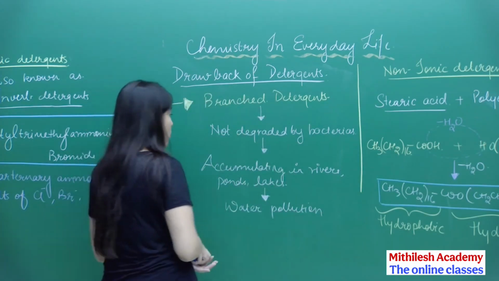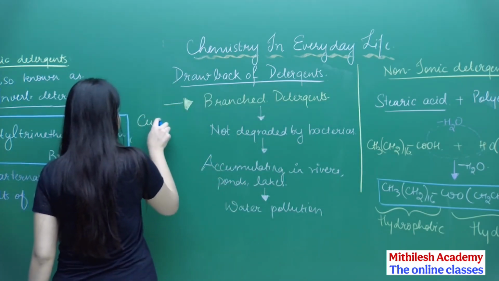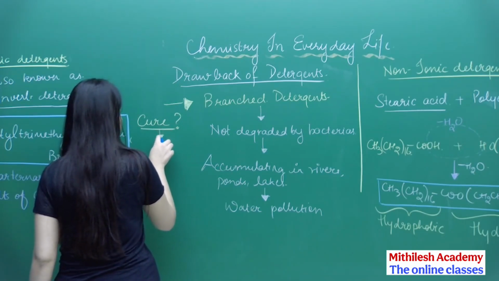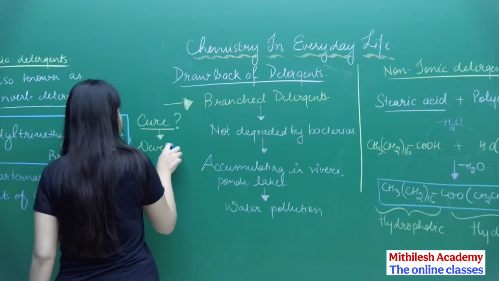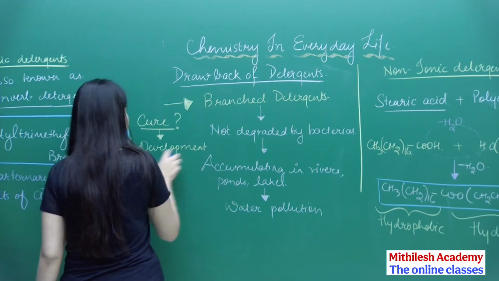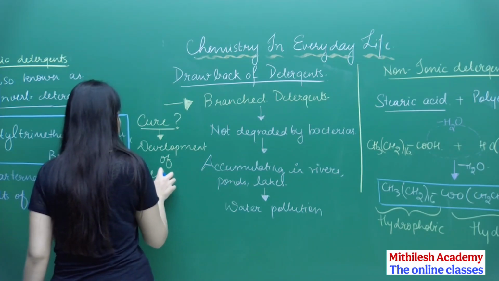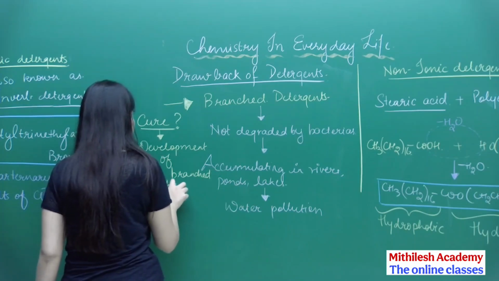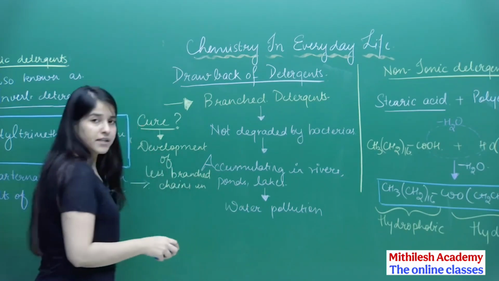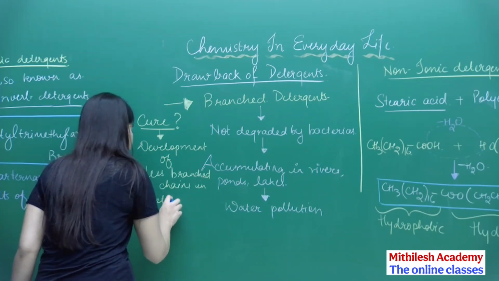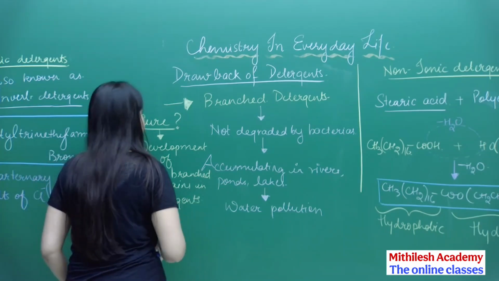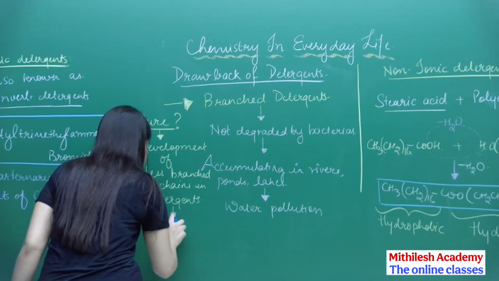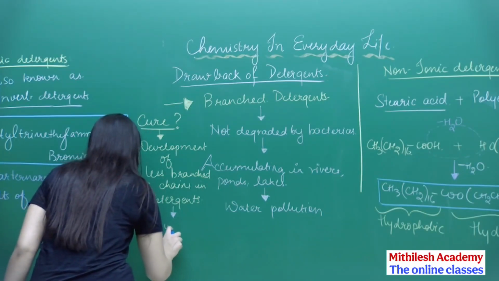So, what is the cure for this problem? So, the cure is development of less branched chains in detergents. I hope you all are following up. Thereby protecting the environment. So, finally what we have got? Less pollution, less water pollution.